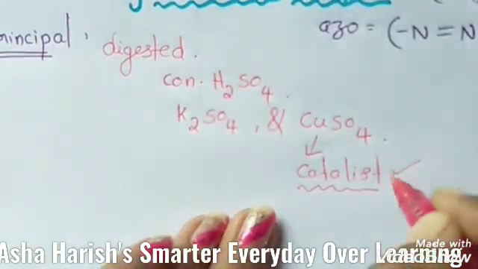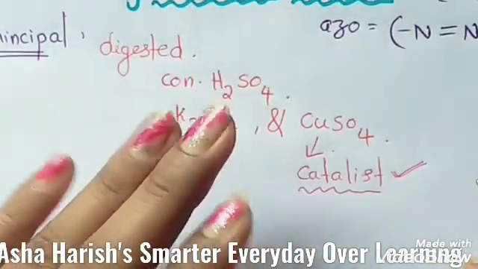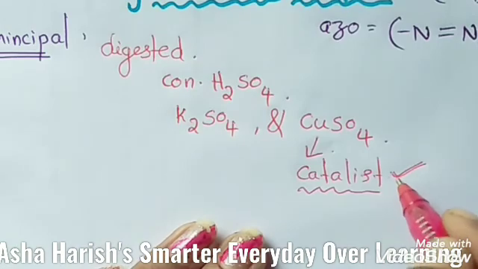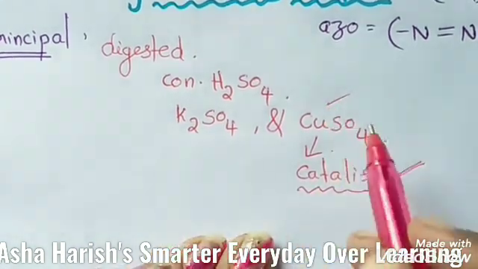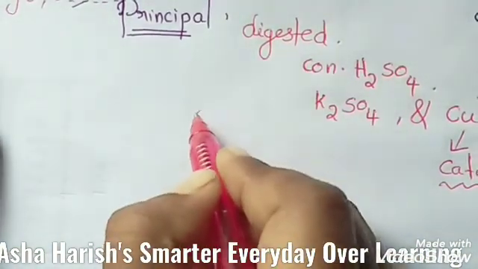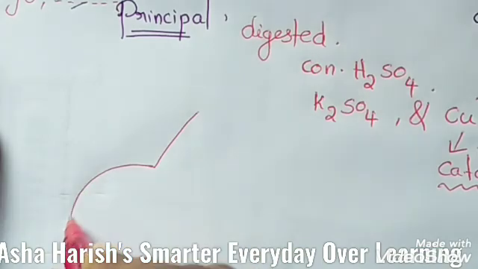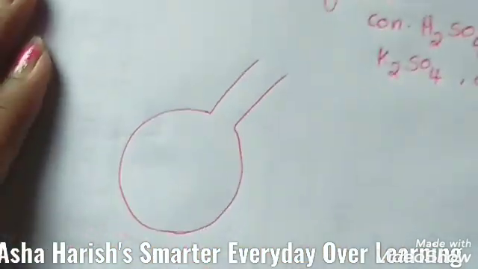It gives support for the chemical equation to complete. This is the catalyst, CuSO4. And these are the solutions you have to take in a Kjeldahl flask. Just like this is the Kjeldahl flask.